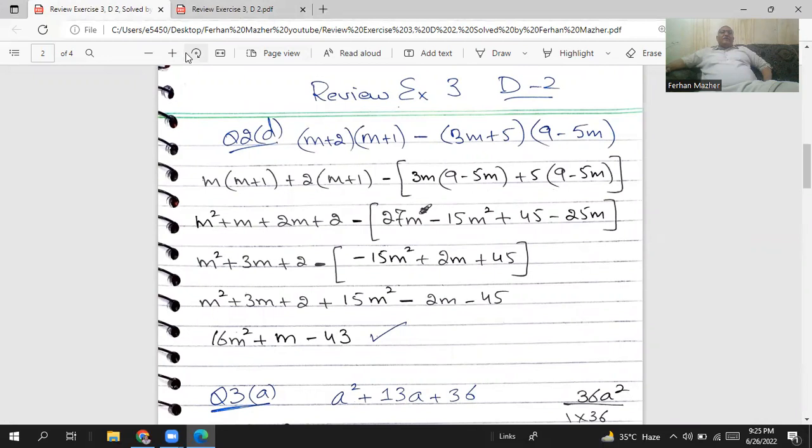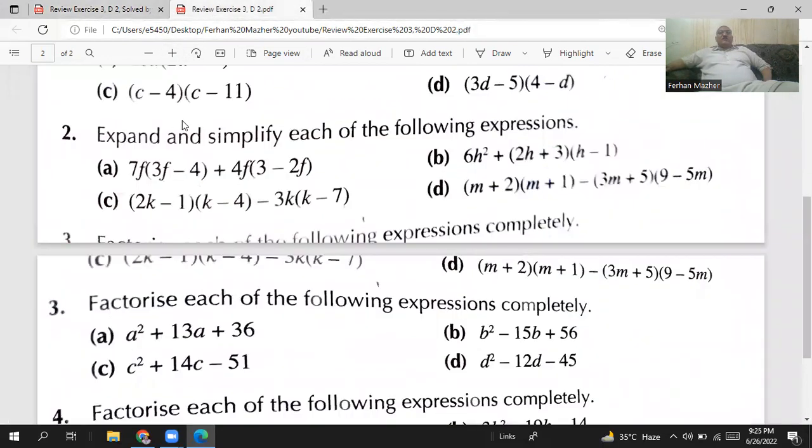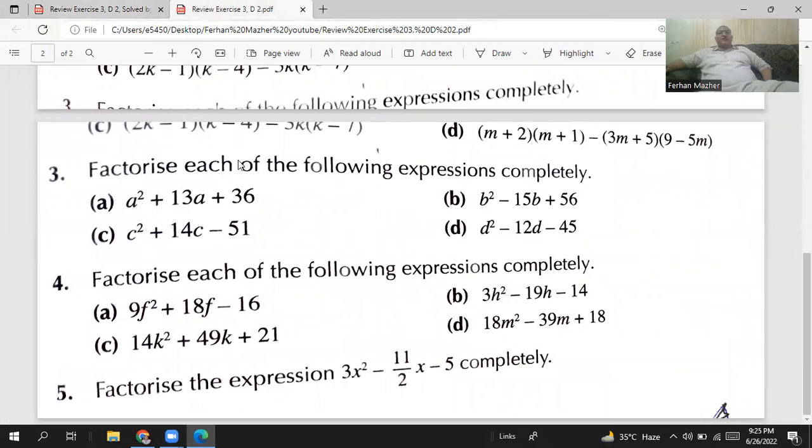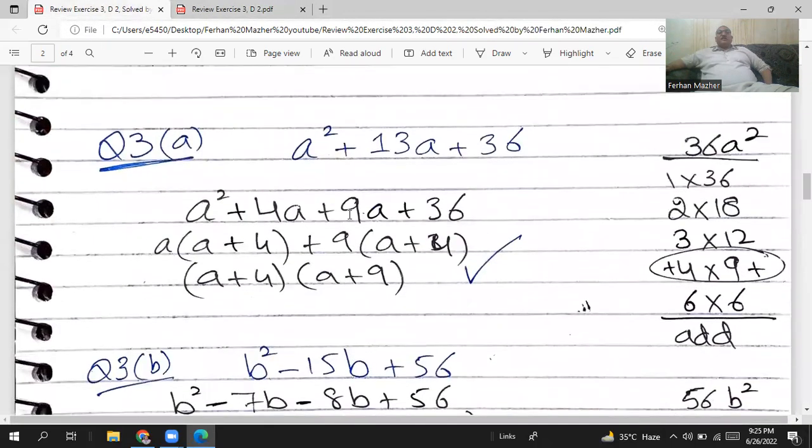Okay, so in the meanwhile, we are going to the next question. The next question is question number 3, and it says factorize each of the following expressions completely. So the first one is a square plus 13a plus 36. Okay. So we are going to this question, question 3, part a.